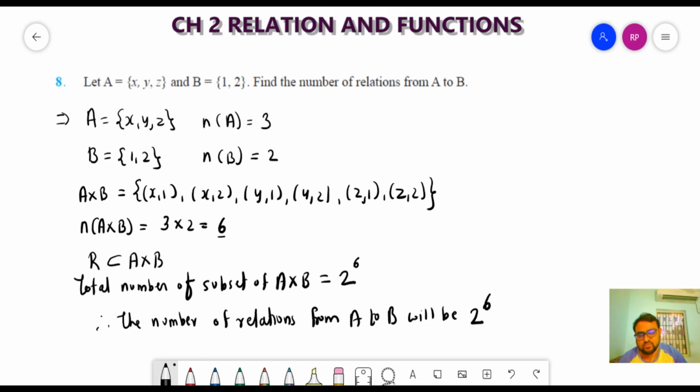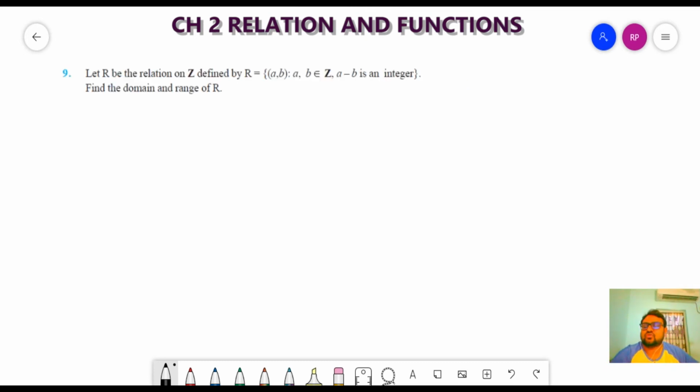Okay. So now let's move to the next question. That is question number 9, which is the last question of this exercise. Question number 9. Let R be the relation on Z defined by R equal to the ordered pair (a, b).